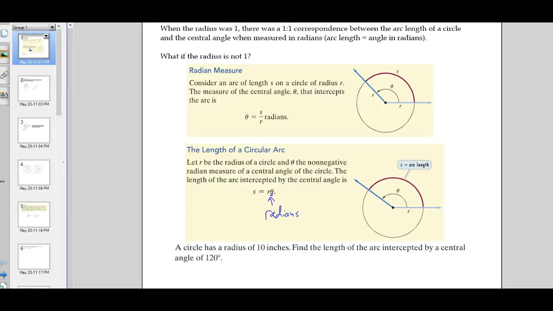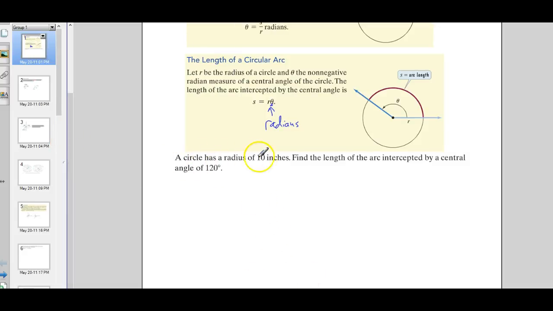Now this is why it's important. Find that a circle has a radius of 10 inches. Find the length of the arc intercepted by a central angle of 120 degrees. Well, if it's 120 degrees, that's not radians, so I can't use this formula yet. I have to make sure to convert it to radians before I do it. So 120 degrees, we learned in the last video, I can multiply that by pi over 180, and that ended up being 2 pi over 3 radians, and now I can use the formula.